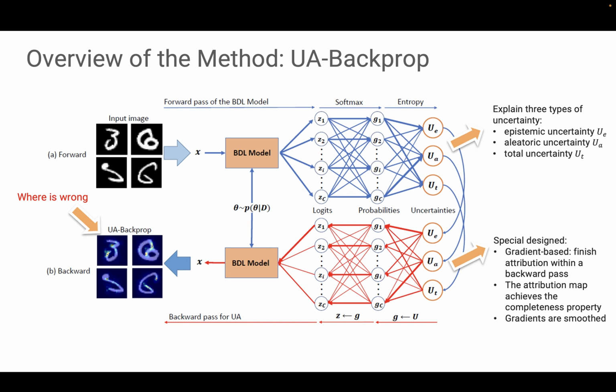These back propagation steps are specially designed. First, we focus on a gradient-based method. We want to finish the attribution within a single backward pass. The attribution maps should also achieve the completeness property. And we also want the gradients to be smoothed so that we can have a clear visualization.